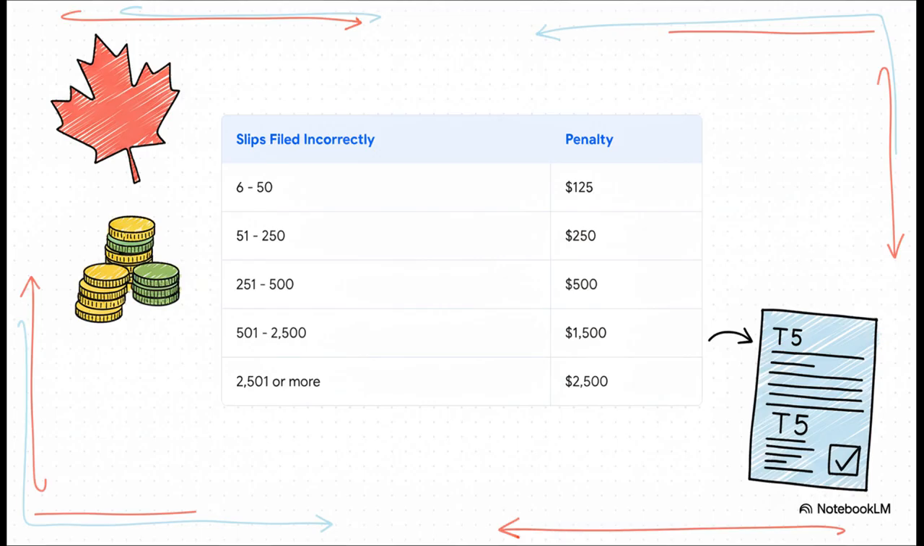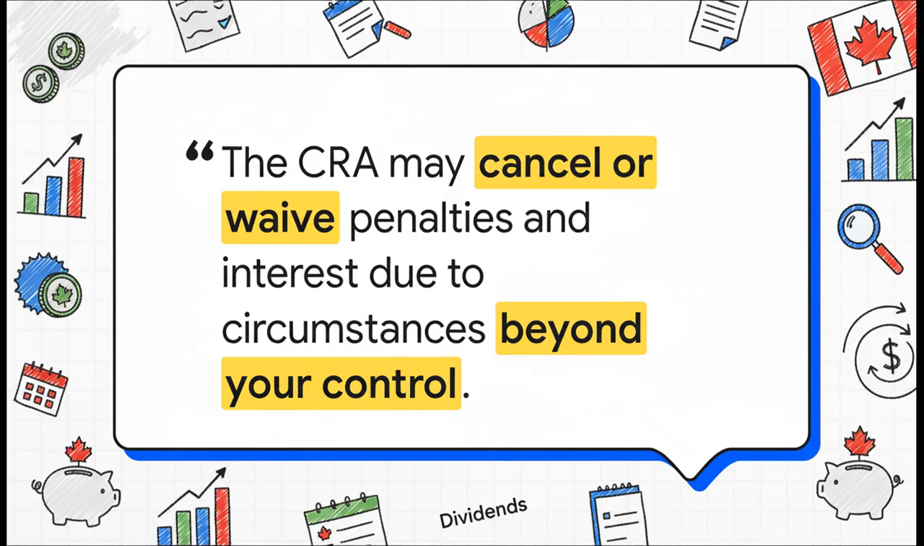And here's a key point. This penalty applies per type of return. So if you mess up and improperly file 10 T5s and 10 T4s on paper, you're looking at 2 separate penalties. Ouch. Now, it's not all doom and gloom.